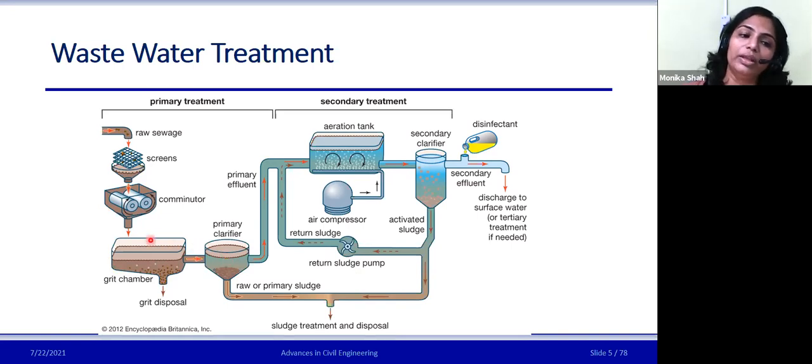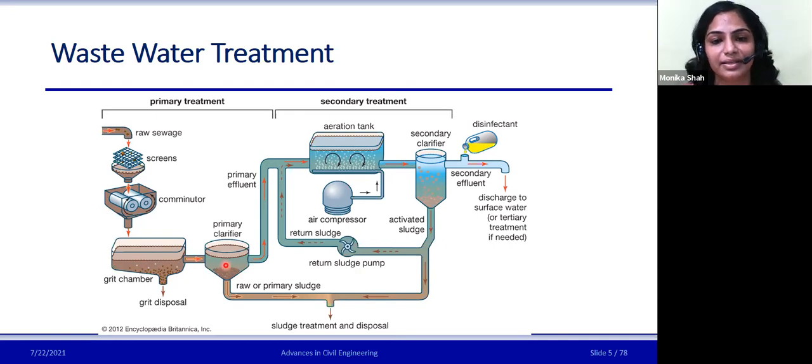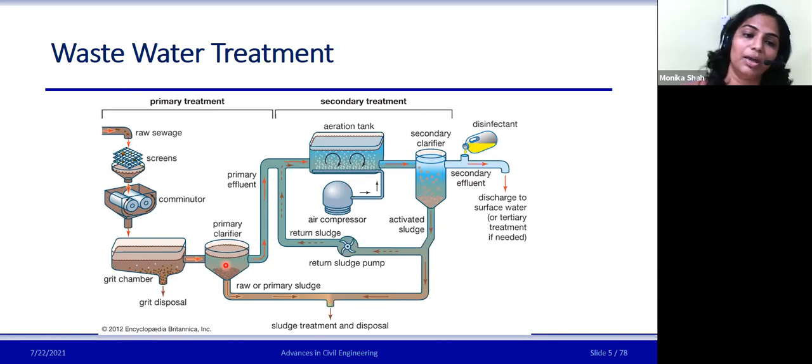Sometimes between the grit chamber and the primary clarifier, velocity control devices like a Parshall flume or weirs are provided so that the flow is diverted or the velocity is reduced. We need to slow down that velocity because in the primary clarifier we have to give a proper detention time to the particles so that they can easily settle out beneath the tank.